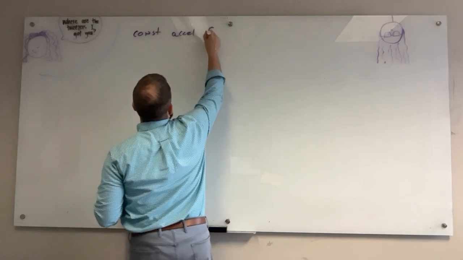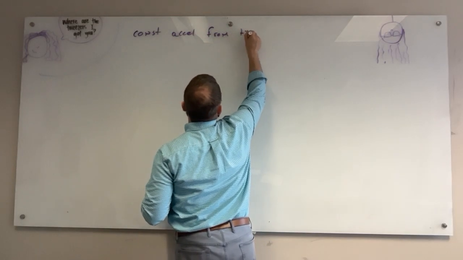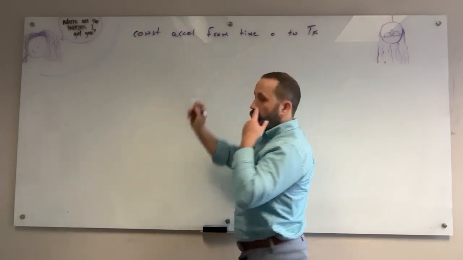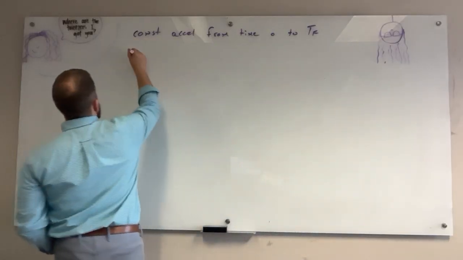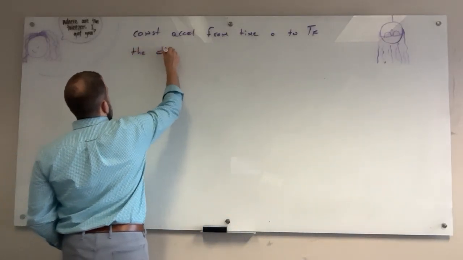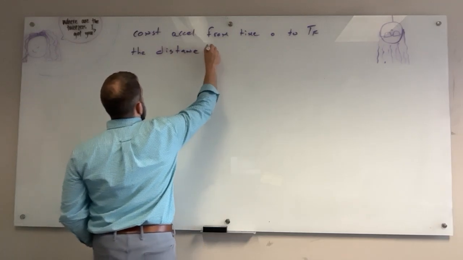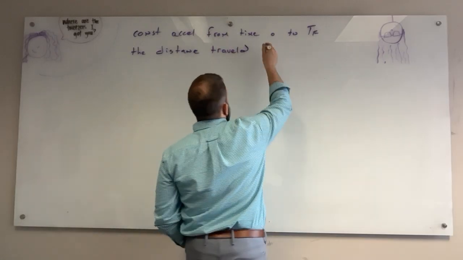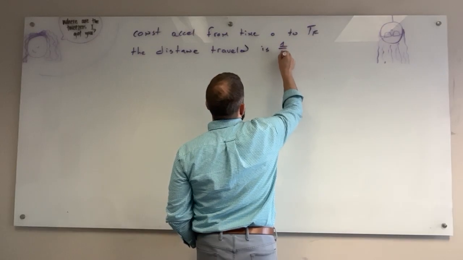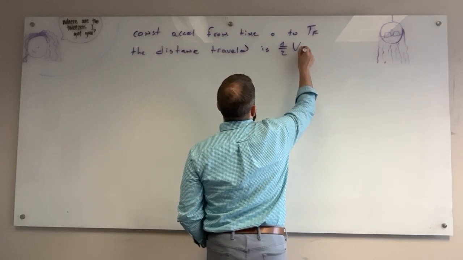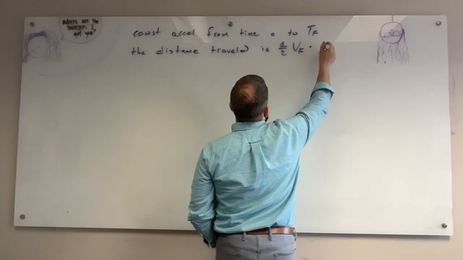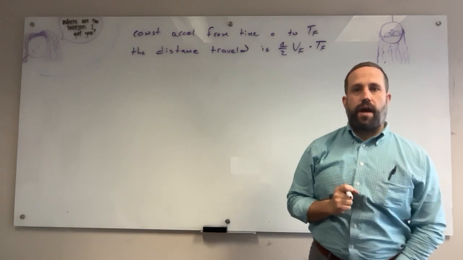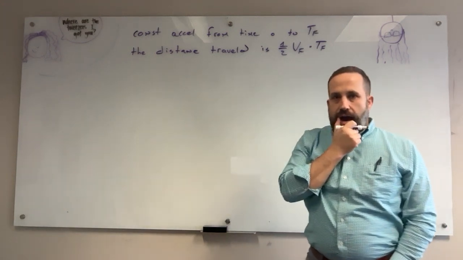I'll say constant acceleration from time 0 to time t sub f, for t final, then the distance that you go, the distance traveled, of course we're thinking about this in one straight line, is equal to 1/2 times v sub f, meaning velocity final, times tf, which is the final time. In other words, the amount of time. That is the distance that you went.